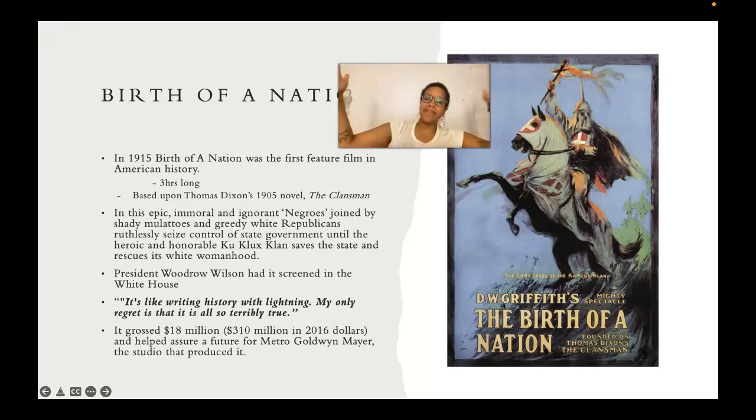And in this epic adventure, you have immoral and ignorant quote-unquote Negroes being joined by shady mulattoes and greedy white Republicans who ruthlessly seize control of state government until the heroic and honorable Ku Klux Klan saves the state and rescues its white womanhood. Yeah, I know. And so President Woodrow Wilson screened it in the White House, and he was like, oh, this is my shit right here. And he literally is quoted as having said, it's like writing history with lightning. My only regret is that it's all so terribly true.